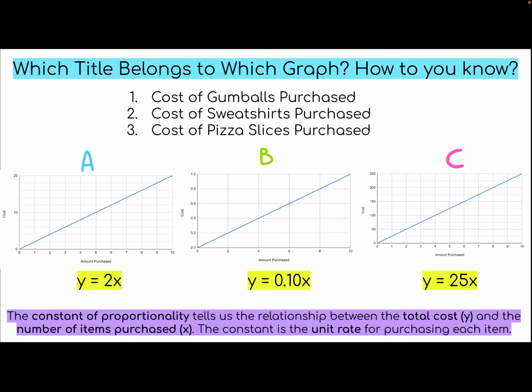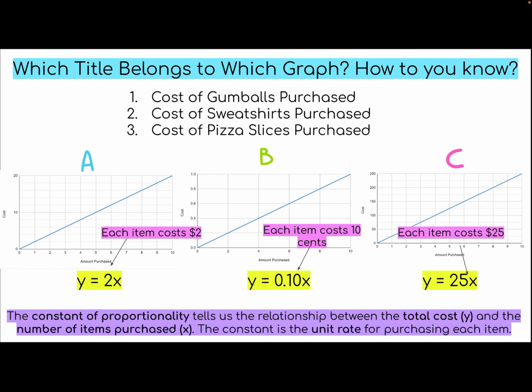The constant of proportionality tells us the relationship between the total cost and the number of items purchased. The constants 10 cents and $25 are the unit rate for purchasing each item. And so we use that to help us figure out which title matches which graph.